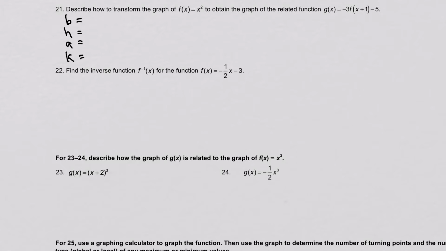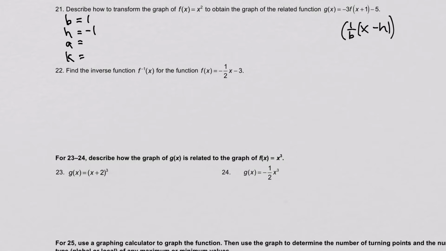B is always the number that is next to x. There's 1 over b and then x plus something, x minus h. Now in this case there's nothing right next to the x, so b is 1. Now h is inside of the parentheses with x, so it's always x minus h. In this case, since it says x plus 1, that means h is negative 1.